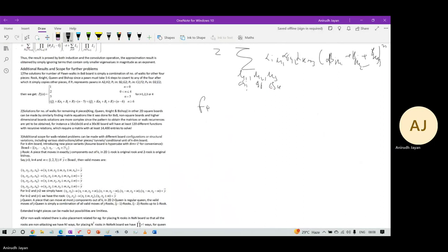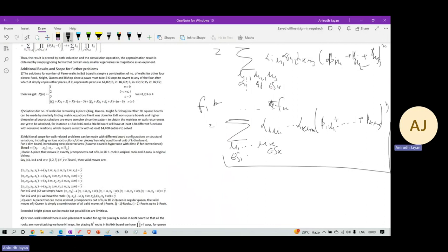F1 star till Fk star convolution is simply the sum over mu1 till mu k belonging to S1 till Sk respectively, of alpha 1 mu1 till alpha k mu k, and beta 1 mu 1 till beta k mu k power n. This is your convolution formula.